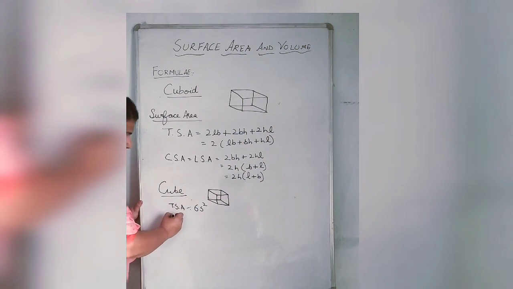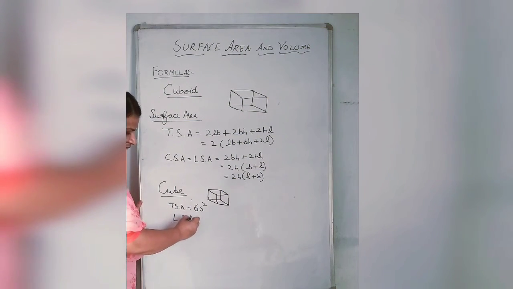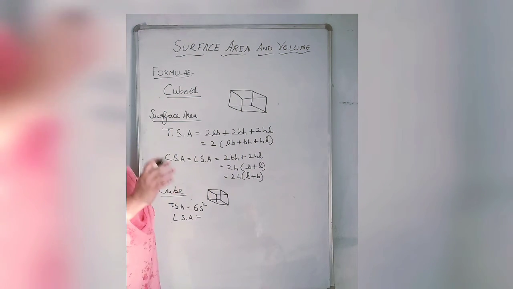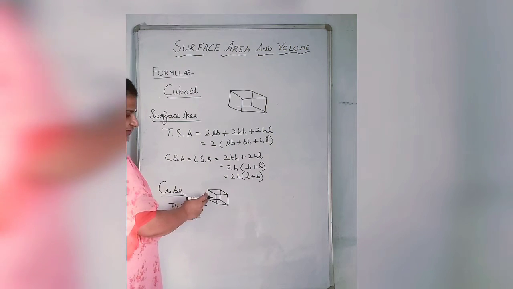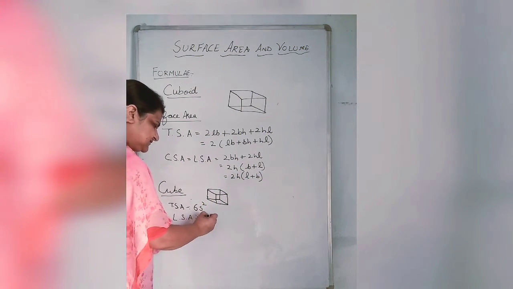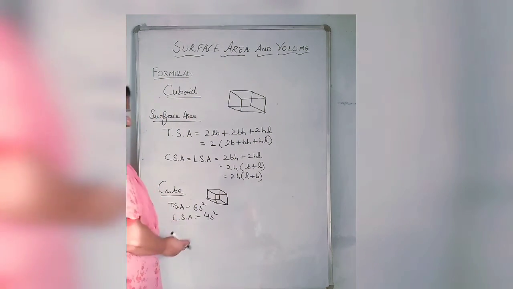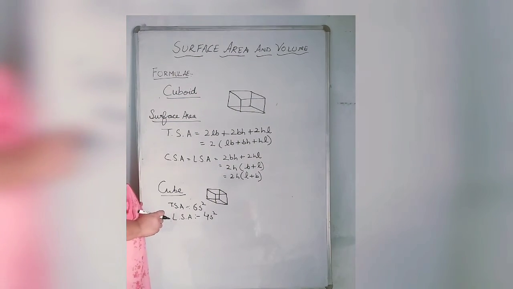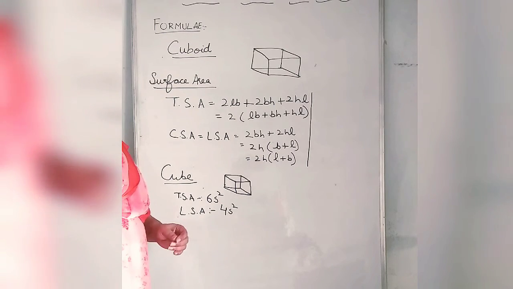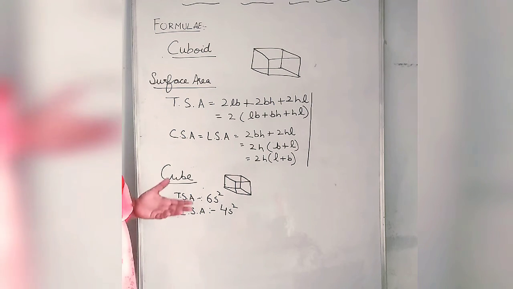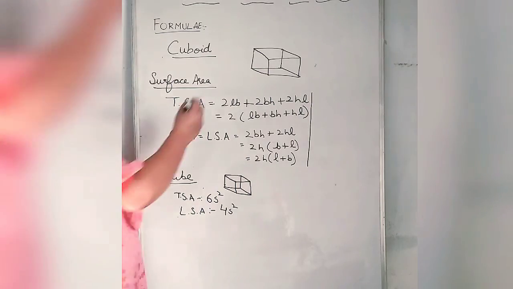And when I talk of lateral surface area, as I told you, lateral surface area is the area of 4 walls. So I should include only 4 squares. So that means it becomes 4 side squares. Area of one square is side square, it becomes 4 side square. So we have learned about the areas of cuboid and cube. Now I will be talking about the volume of these 2 3-dimensional figures.